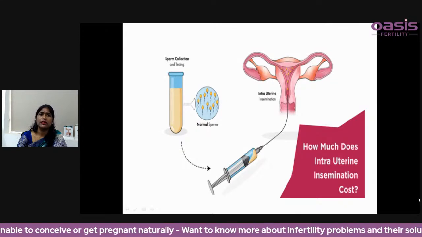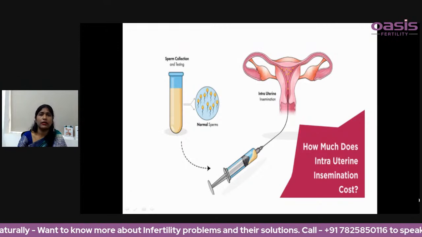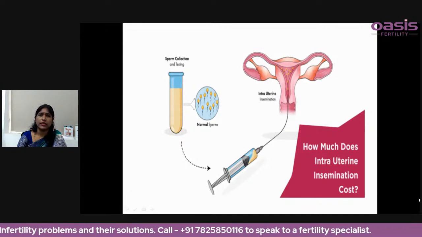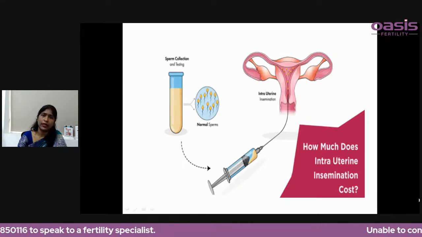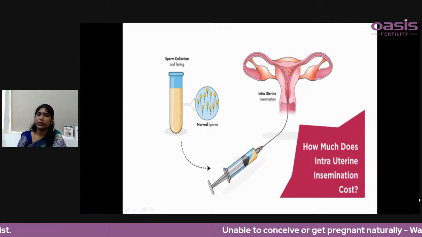IUI is a much cheaper procedure and it's less expensive in comparison to an IVF. At our center, it costs around 7,500, and in most of the centers, the cost is somewhere between 8,000 to 10,000. Again, the cost of IUI also varies from city to city and from center to center.